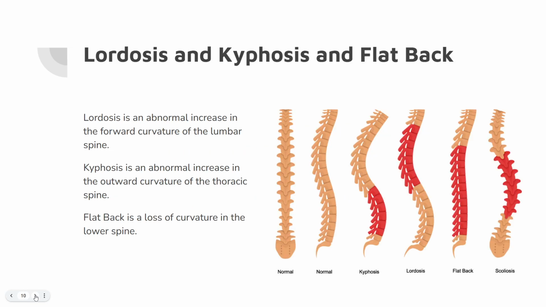Lordosis, kyphosis, and flatback are similar to scoliosis as they curve the spine. Lordosis is an abnormal increase in the forward curvature of the lumbar spine. It's seen in the middle to the right. And then kyphosis is an abnormal increase in the outward curvature of the thoracic spine. And flatback is a loss of curvature in the lower spine.